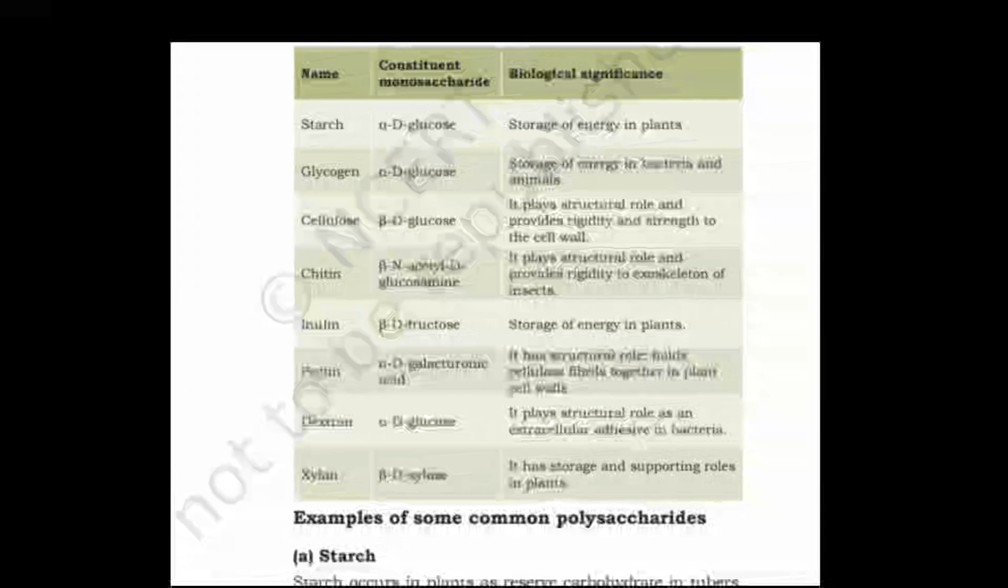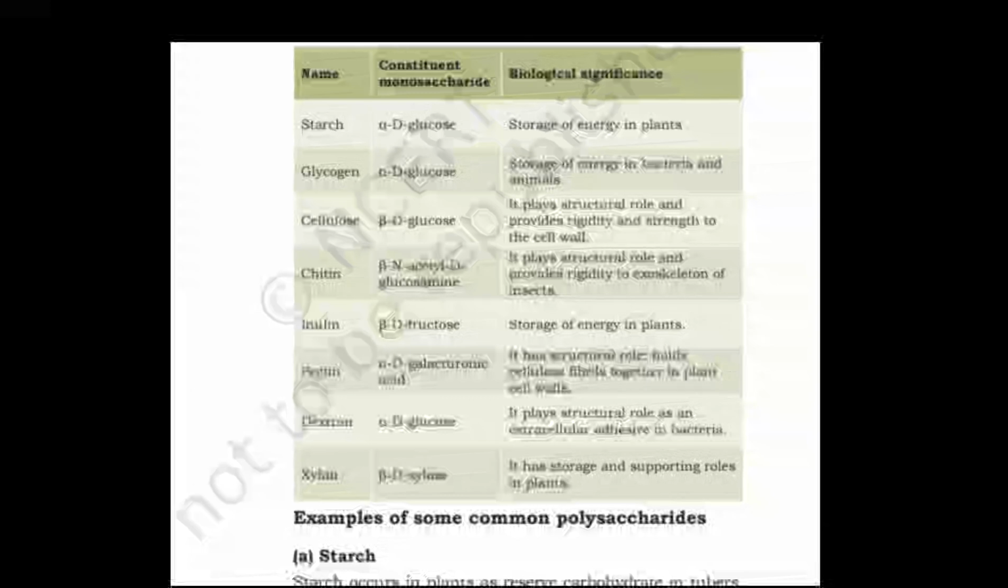For starch it is storage of energy in plants. For glycogen it is storage of energy in bacteria and animals. Cellulose plays a structural role and provides rigidity and strength to the cell wall. Chitin plays a structural role and provides rigidity to the exoskeleton of insects. Inulin is storage of energy in plants. Pectin has a structural role that holds the cellulose fibrils together in the plant cell wall. Dextrin plays a structural role as an extracellular adhesive in bacteria, and xylan has a storage and supporting role in plants.